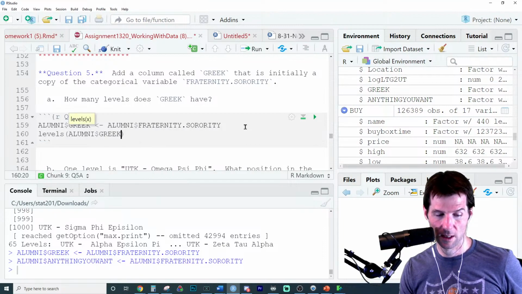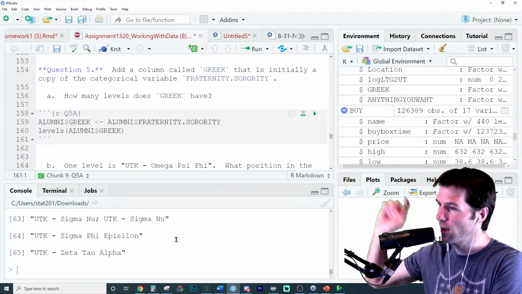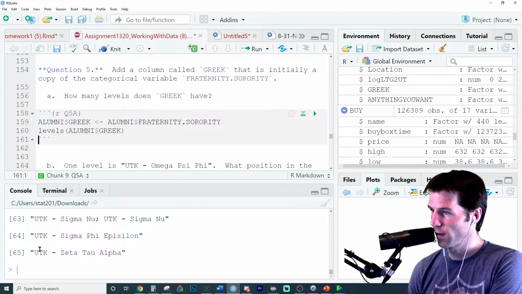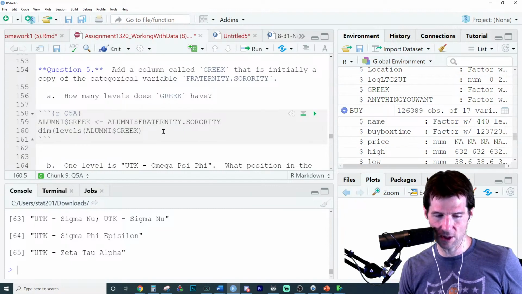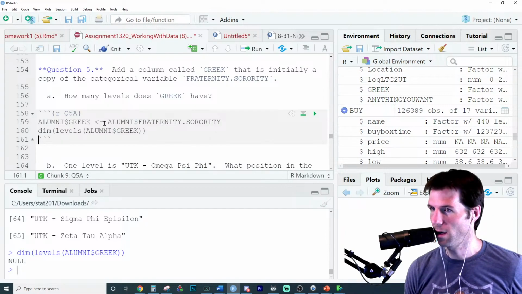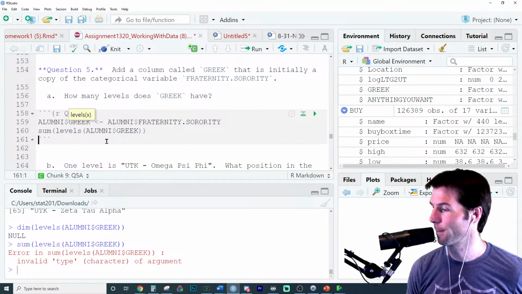Okay, the levels is just a vector telling us the different levels. These are the different responses. Someone says, I'm in Zeta Alpha, and you say, okay, cool. These are not how many people responded. It's just like freshman, sophomore, junior, senior. If we get the dim of this, that might actually do it. It's null because it doesn't have dimensions. If we do sum, I don't know, I'm going to do it. It says nope.